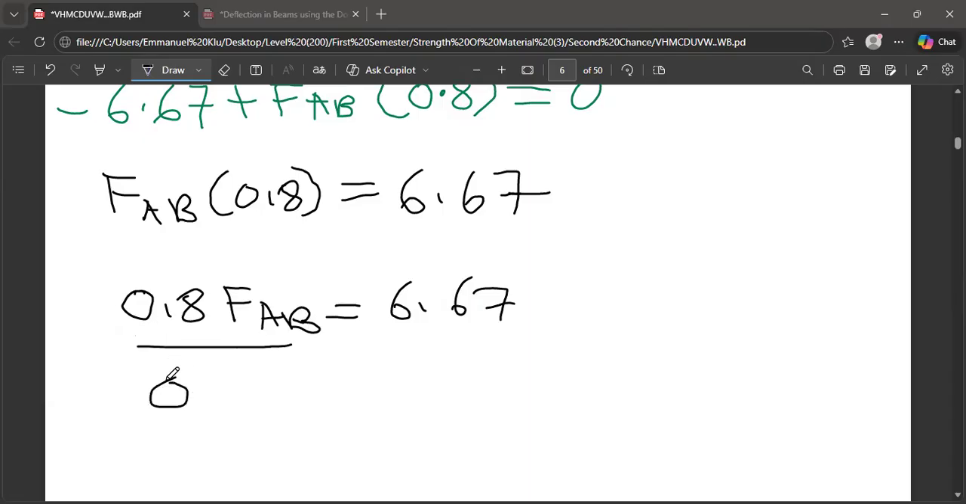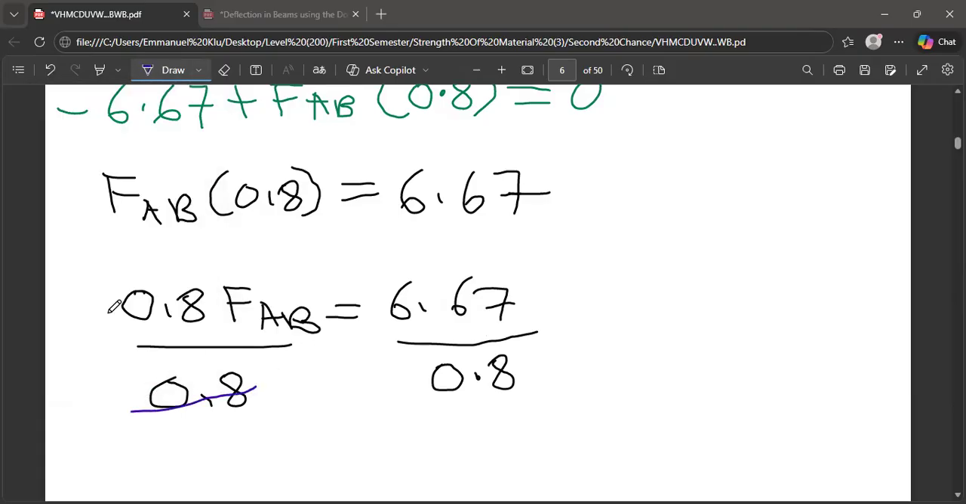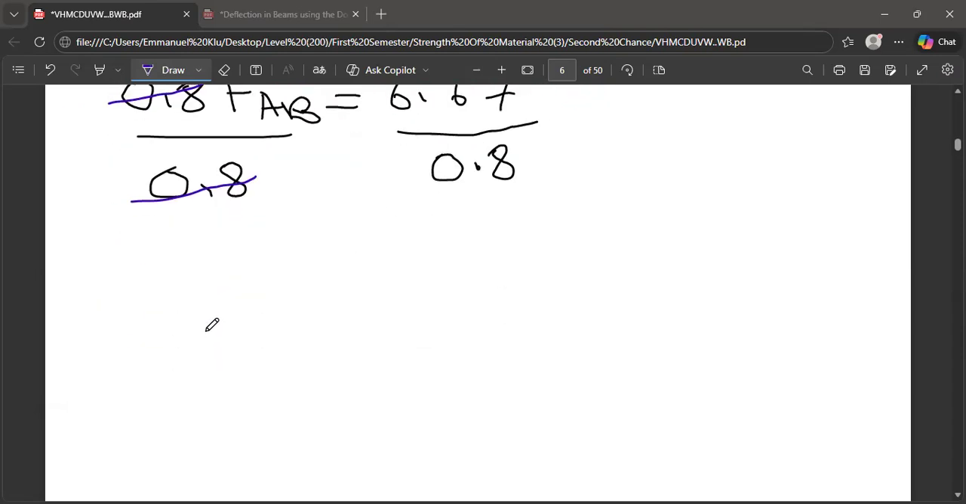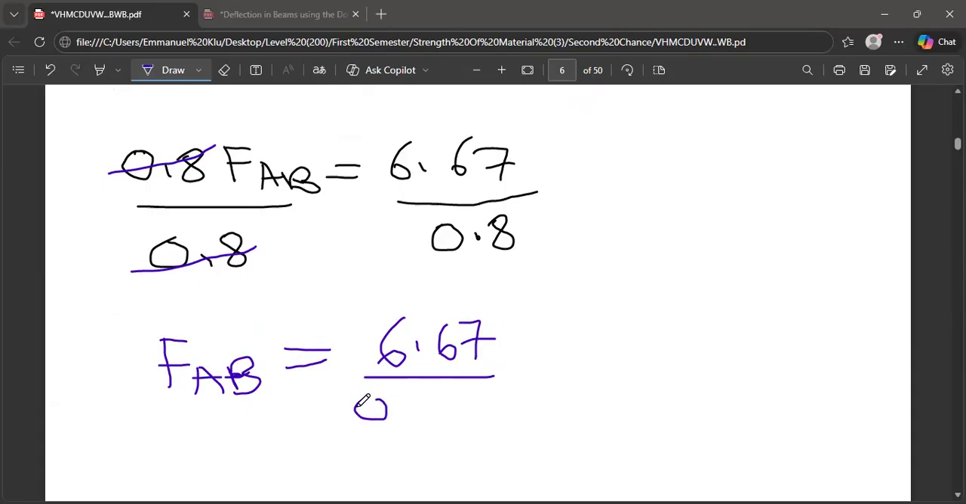So we can now divide. I'm going to divide here by 0.8, and I'm going to also divide here by 0.8. So let's quickly cancel out. This will take care of this. And finally we are left with FAB. FAB is equal to 6.67 all over 0.8.